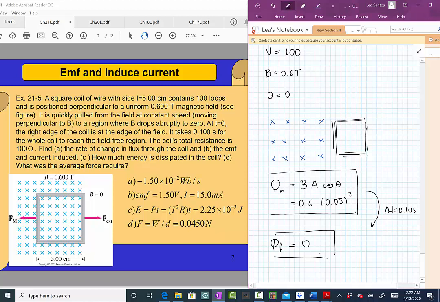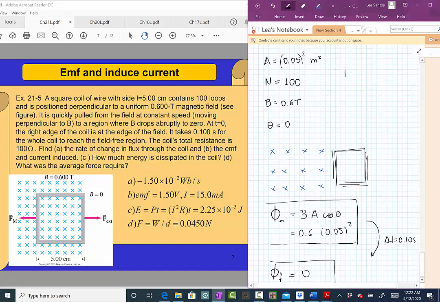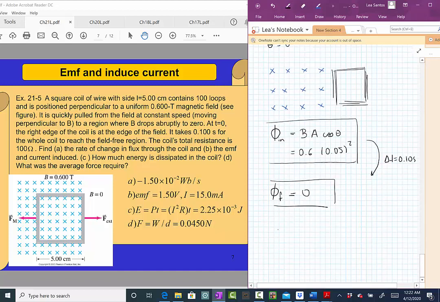Now let's see what the questions are. They also tell us the resistance of this wire. So let's also put this here. The resistance for the wire is 100 ohms. Okay, so let's go now for the questions. Find the rate of change in flux. We have the final, we have the initial, we have the time, so we have this change. The change is this delta phi divided by delta t.